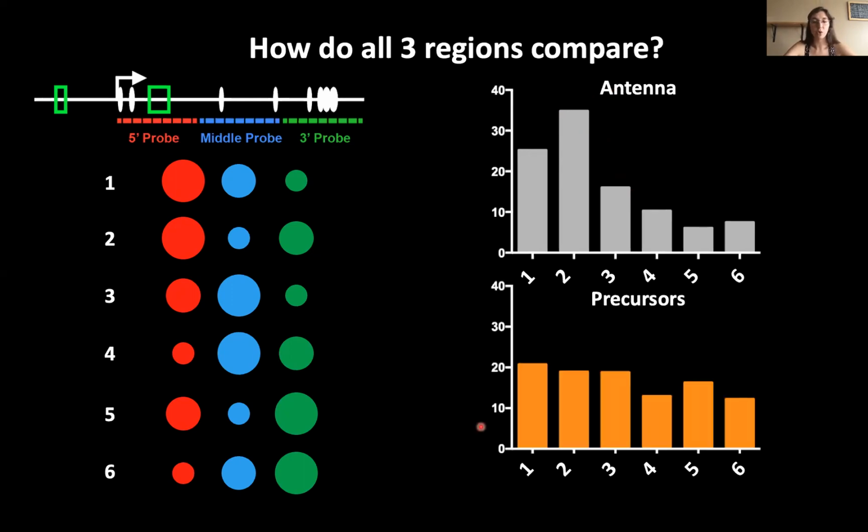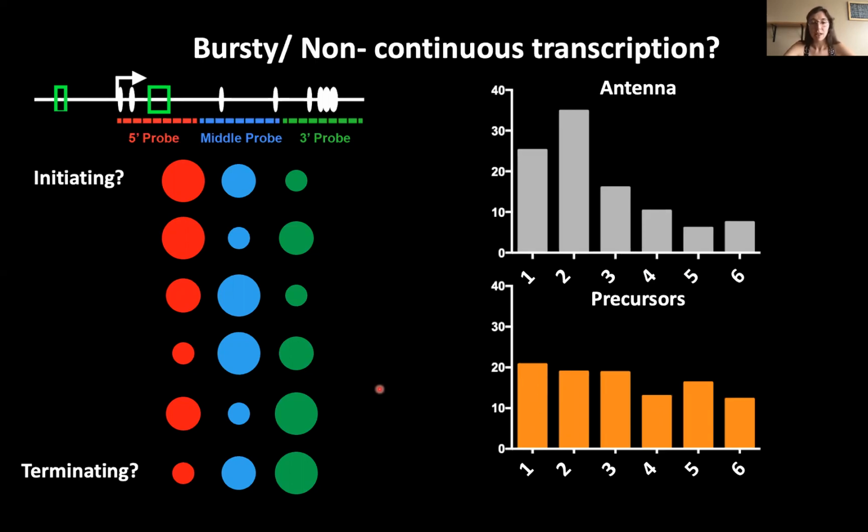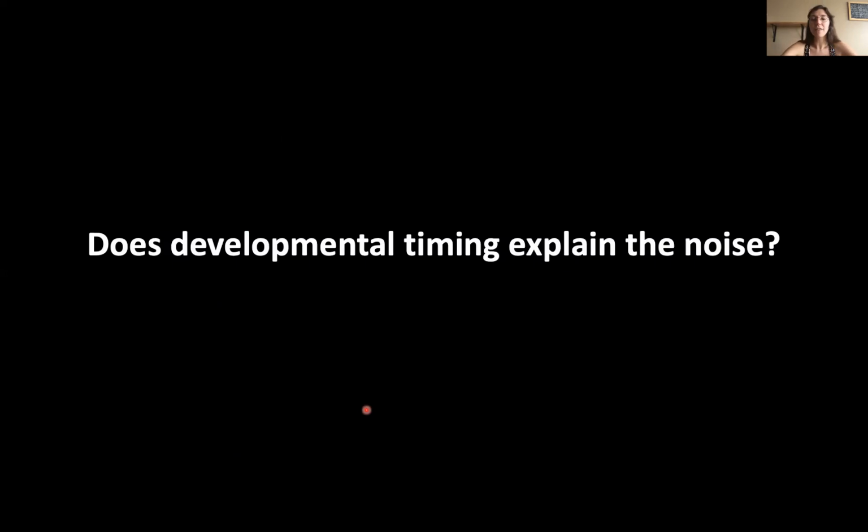If we look in the pulse, though, we see a distribution that is more spread across these 6 groups. Perhaps this spread is a result of more bursty or non-continuous transcription, giving us these different states, supporting that there's more variability in the early pulse. And so now that we have seen that this expression is more variable, we want to know if this noise can be explained by developmental timing.